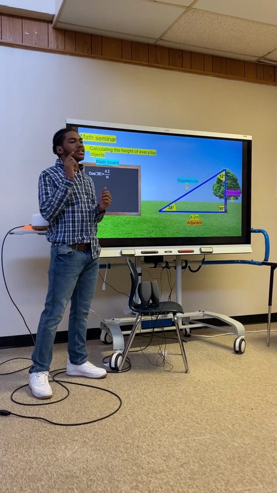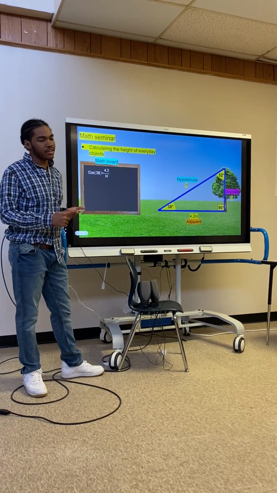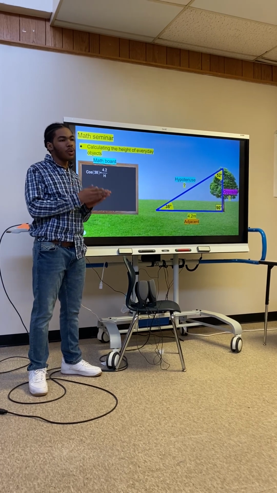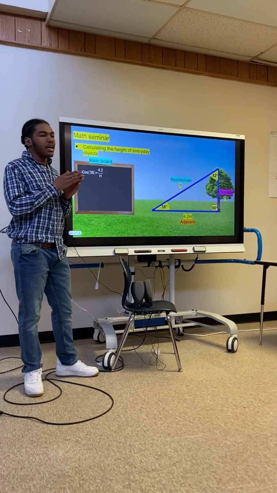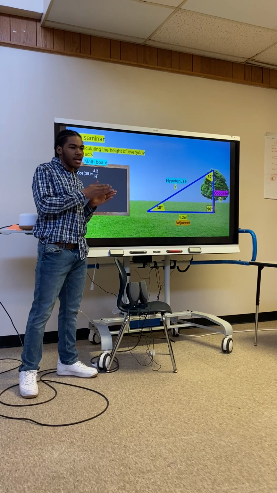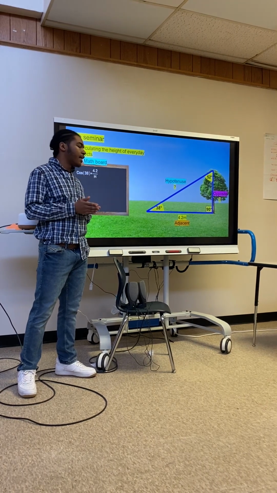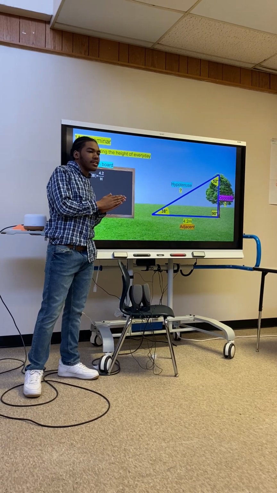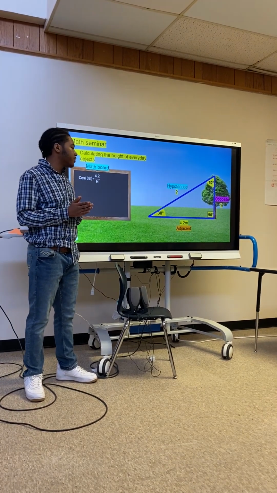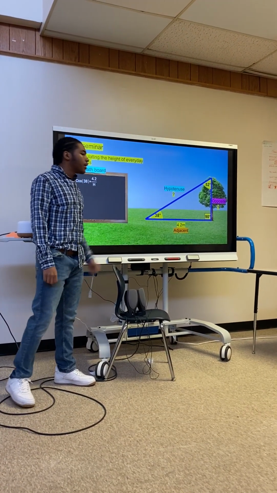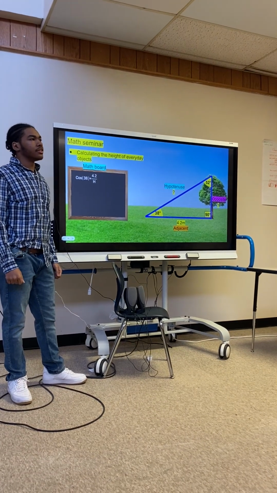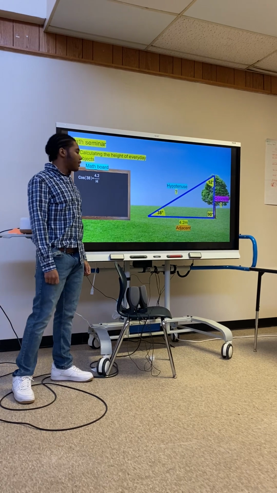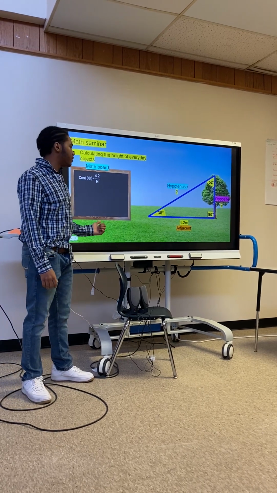So there's sine, cosine, and tangent. You could remember what those ratios mean by doing SOH CAH TOA. Sine is opposite over hypotenuse. Cosine is adjacent over hypotenuse. This is the one we're going to use. And tangent is TOA, so opposite over adjacent. So like I said, in this situation, we're using cosine.